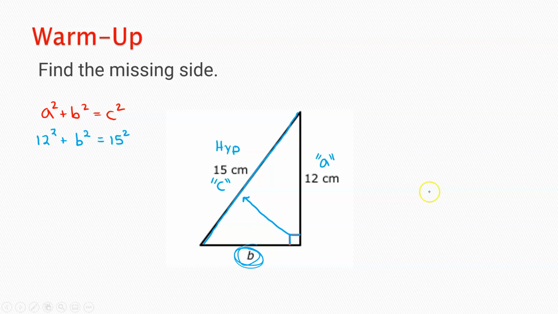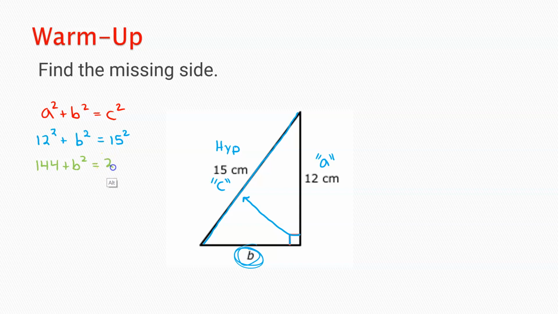All right, so at this point, guys, we just basically have to go through and multiply a couple of things. It turns into just an algebra 1 problem. So what is 12 to the second power? 12 times 12, that is not 12 times 2, that's 12 times 12, which is 144, plus b squared. I can't do anything with that yet. And then 15 squared means 15 times 15.